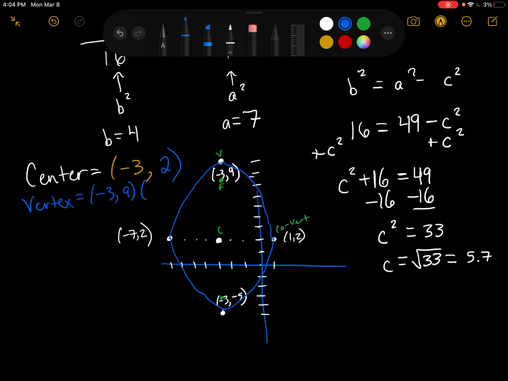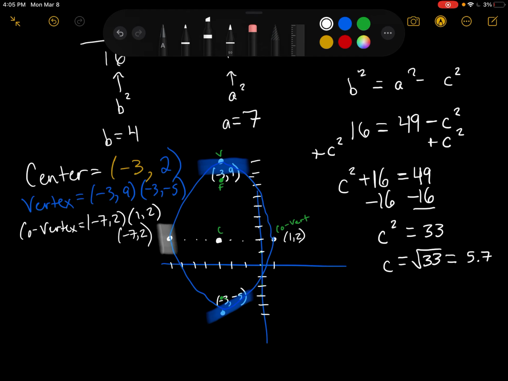So for the vertex, we had that at negative 3, comma 9, and at negative 3, comma negative 5. And I'll highlight that here. So that's that point and that point. For our covertex, we have that at negative 7, comma 2, and at 1, comma 2. And I'll highlight those in white here. So that's that point, and that point. The center we've already identified, and then the last thing would be the focus.